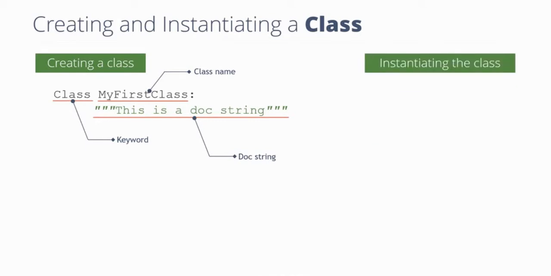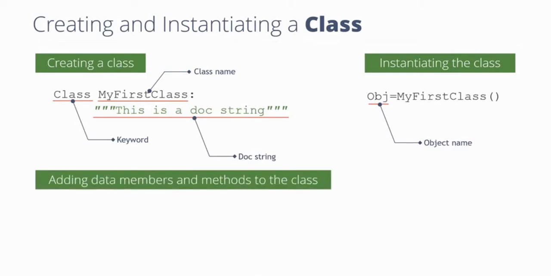Now, let's instantiate this class. This can be easily done by writing the following statement outside the scope of the class. Here, obj is the name of the object which is of type myFirstClass.